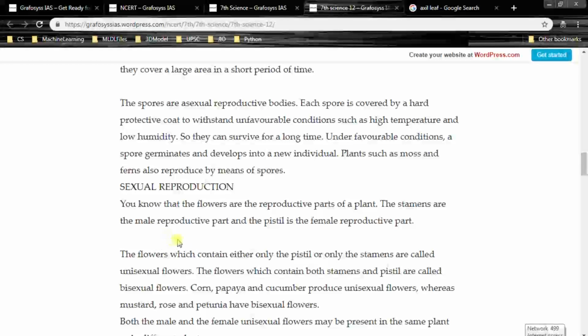You know that flowers are the reproductive parts of a plant. The stamens are the male reproductive part and the pistil is the female reproductive part. So remember, stamen is the male reproductive part and pistil is the female reproductive part.